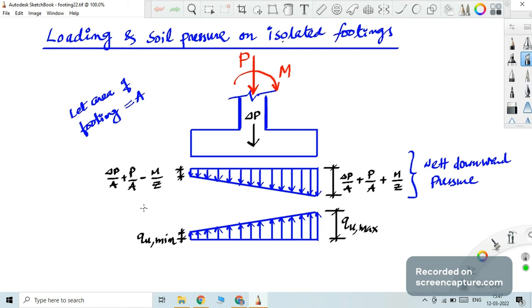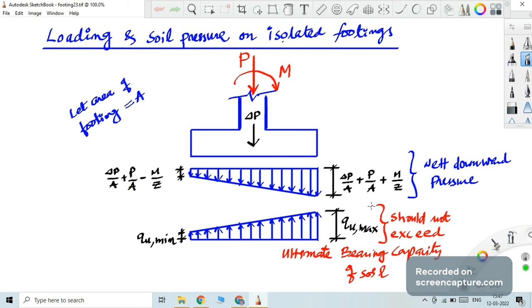QU max. So these two should be matching, or this quantity should not exceed QU minimum. This quantity should not exceed QU max for the soil to support the foundation. This QU max is known as ultimate bearing capacity, or at least it should not exceed ultimate bearing capacity.